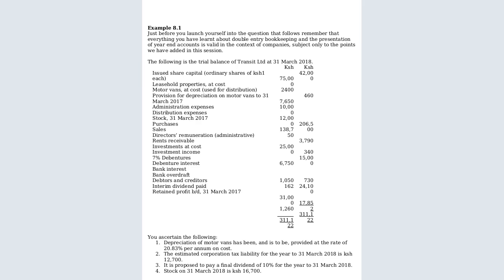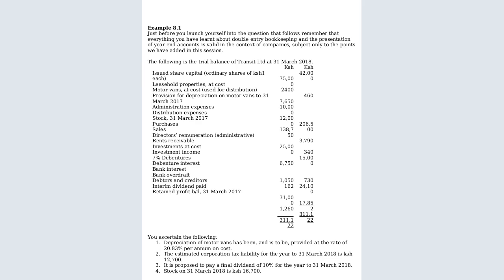Double entry bookkeeping, presentation, the name of the business, the title, the adjustments, the workings, the depreciation, the prepayments, it is the same. You have learned that the double entry bookkeeping and the presentation of year-end accounts is varied in the context of companies only to the point we have added in this session. The only items we are adding are the appropriation account section, the finance section, and those new items that are unique to a company.